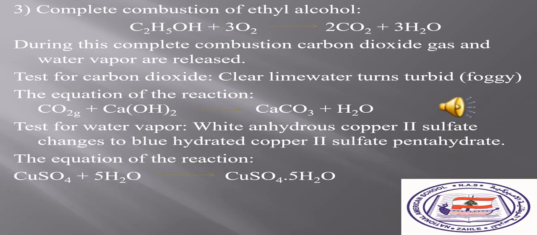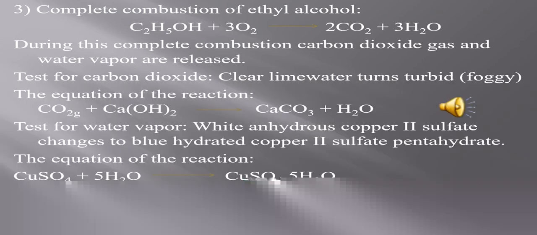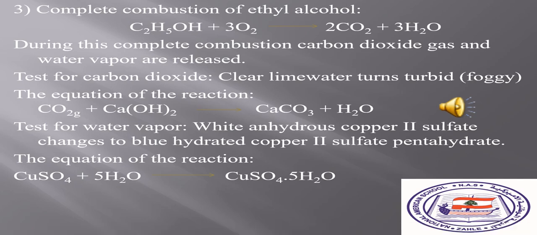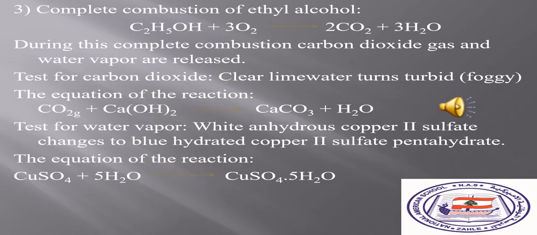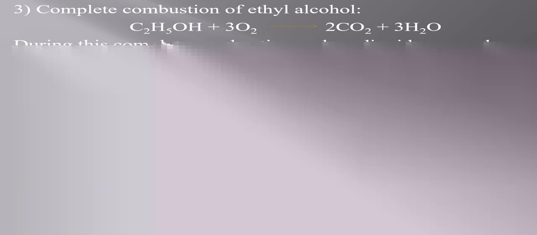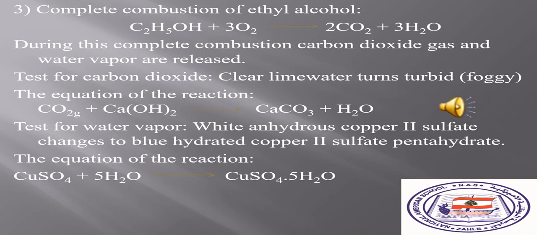The test for carbon dioxide gas is the use of clear lime water, which turns turbid, or foggy, or kind of white in the presence of carbon dioxide. In other words, if you have a gas other than carbon dioxide infiltrated into a test tube containing clear lime water, it will not change color. Only carbon dioxide can make clear lime water turbid, according to the following equation.